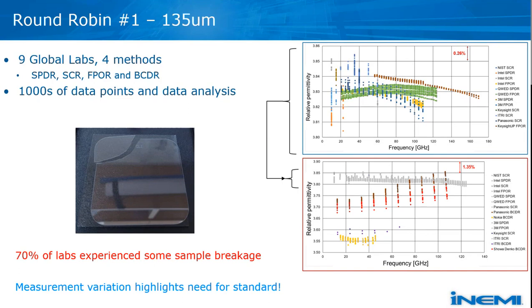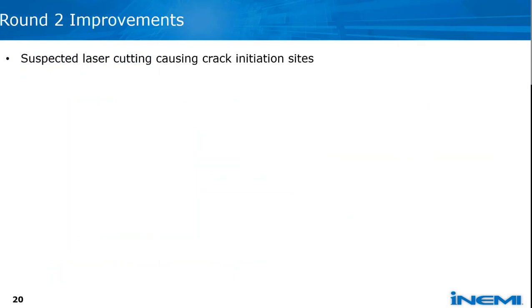So we don't know which of these values are actually correct or more correct than the others because we don't have an SRM with which to know the true value, what the true value should be. Okay. So with that, we went back and we had some hypothesis about why these were cracking.